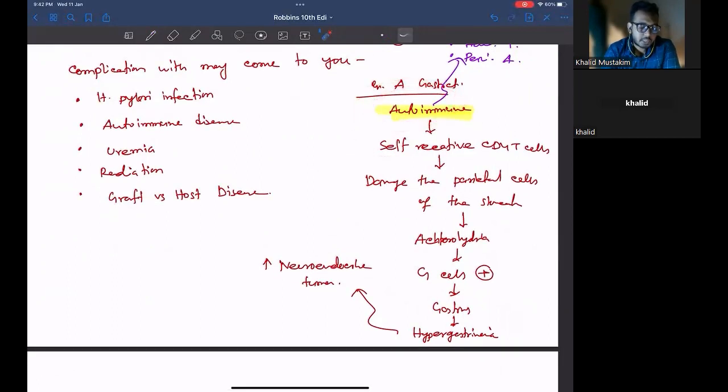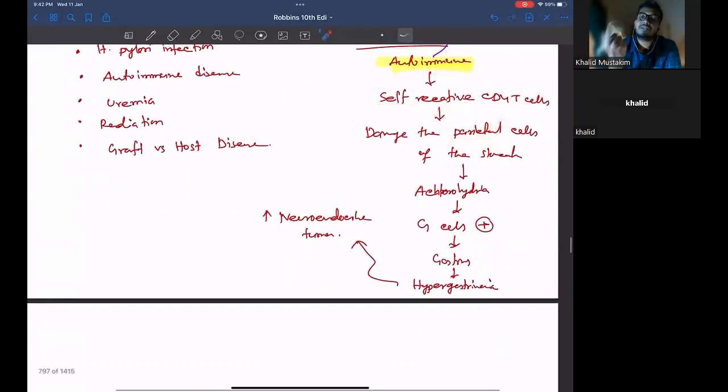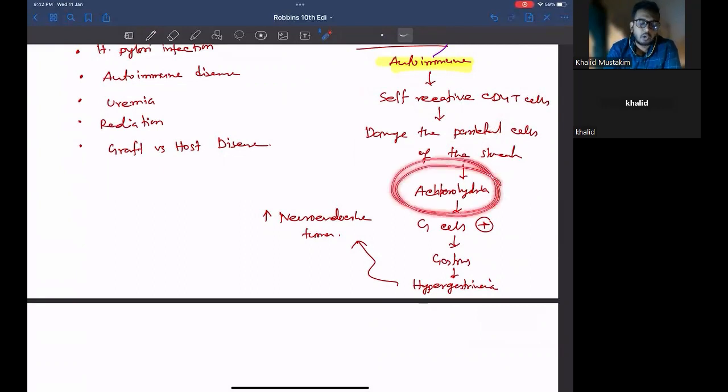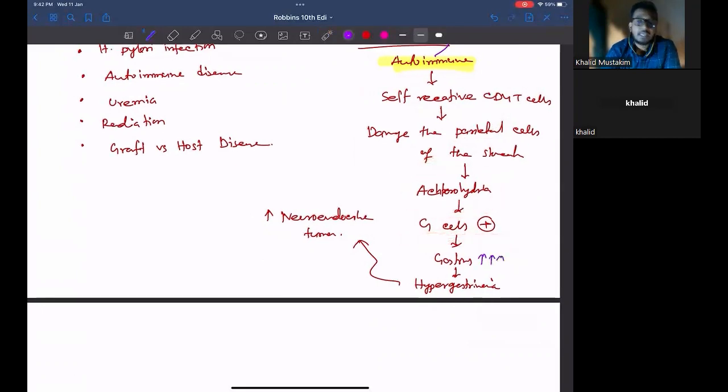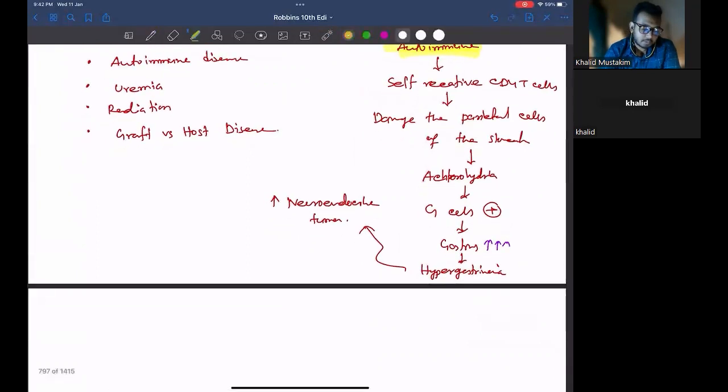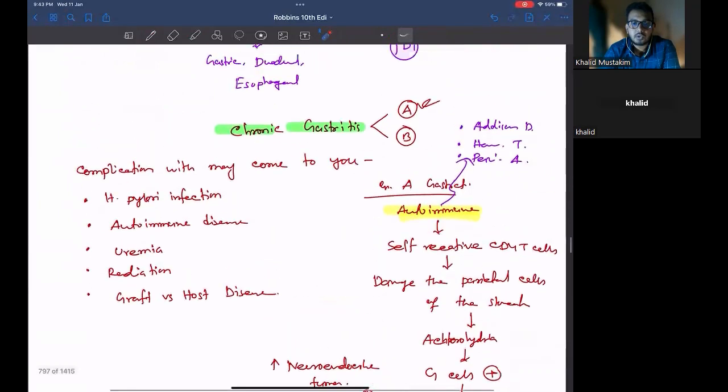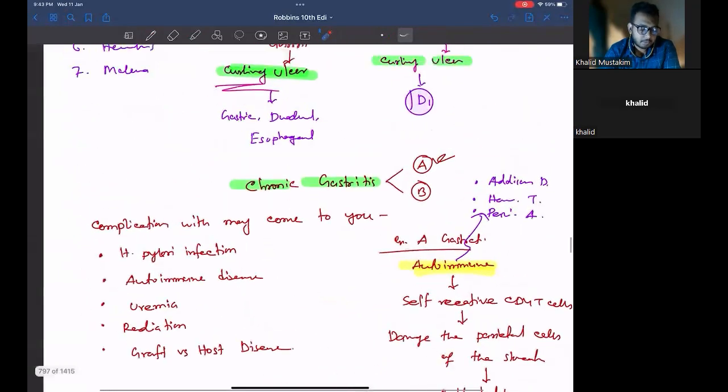With chronic autoimmune disease, the patient develops some self-reactive CD4 T cells, and the self-reactive CD4 T cells ultimately damage the parietal cells of the stomach. Parietal cells secrete hydrochloric acid, but when the parietal cells are damaged, the patient will develop achlorhydria. That means there is no hydrochloric acid in the stomach. Then the G cells get automatically stimulated, and they secrete so much gastrin. So the patient develops hypergastrinemia, and hypergastrinemia is well associated with increased risk of neuroendocrine tumor. So as a doctor, you have to know that a patient with this may develop neuroendocrine tumor.